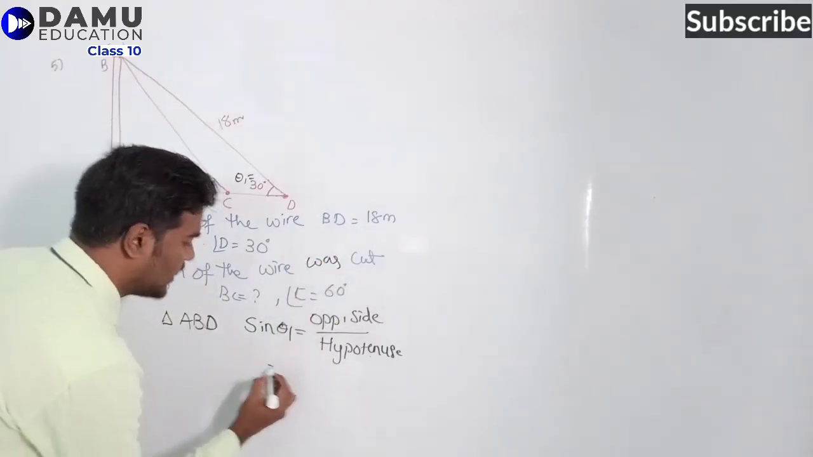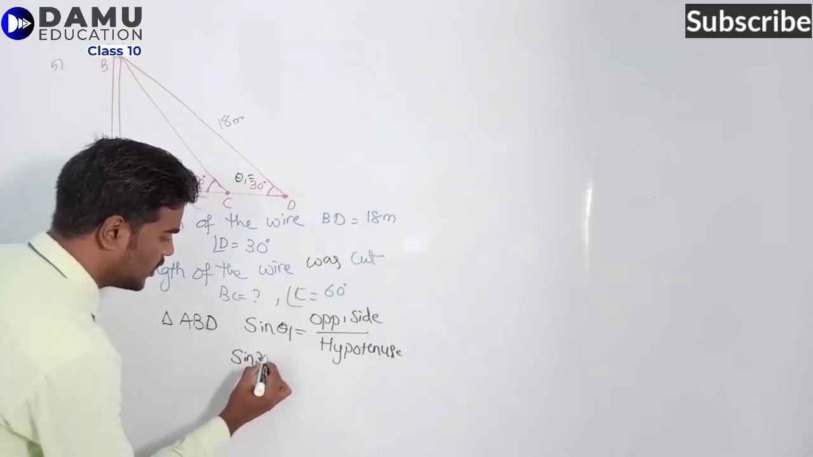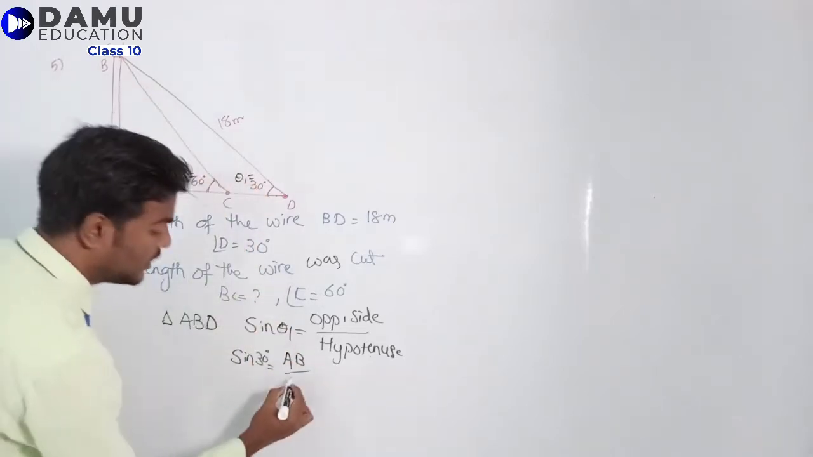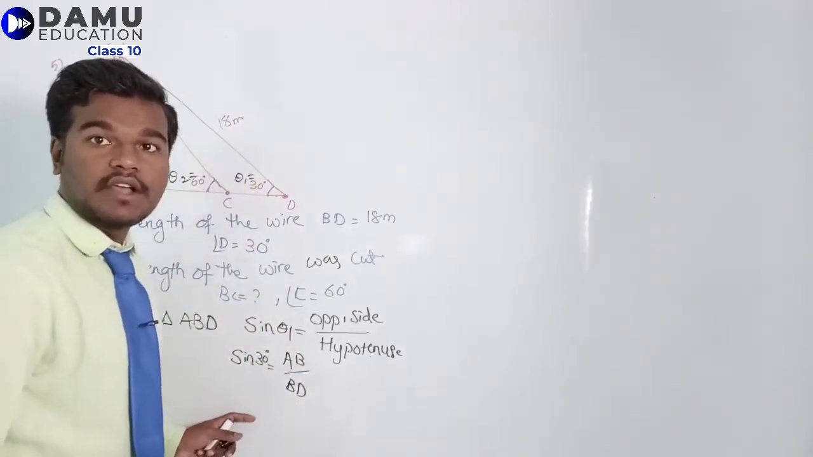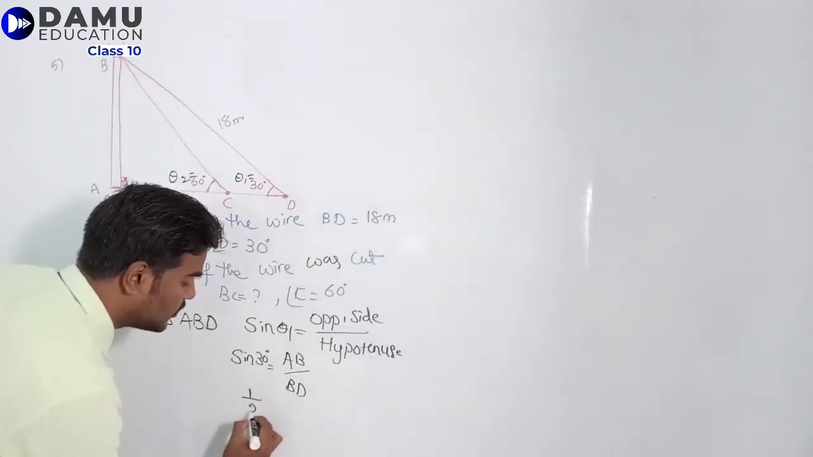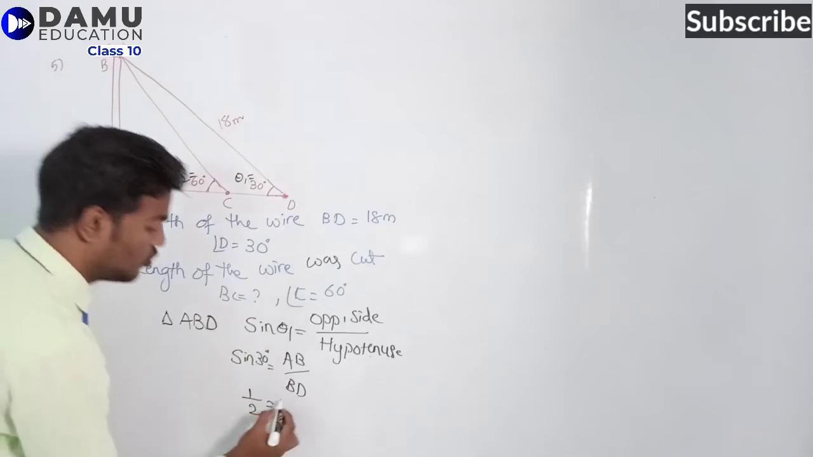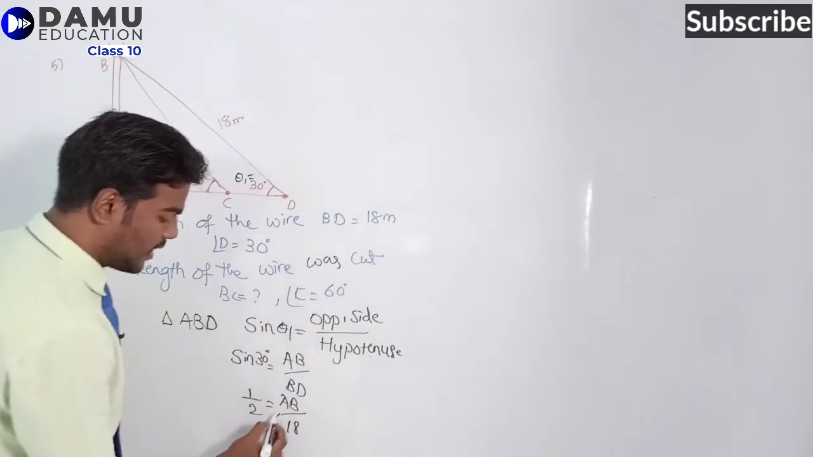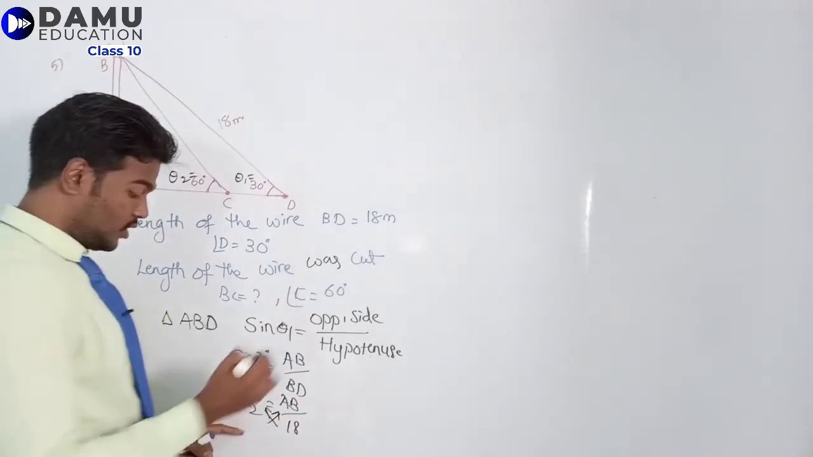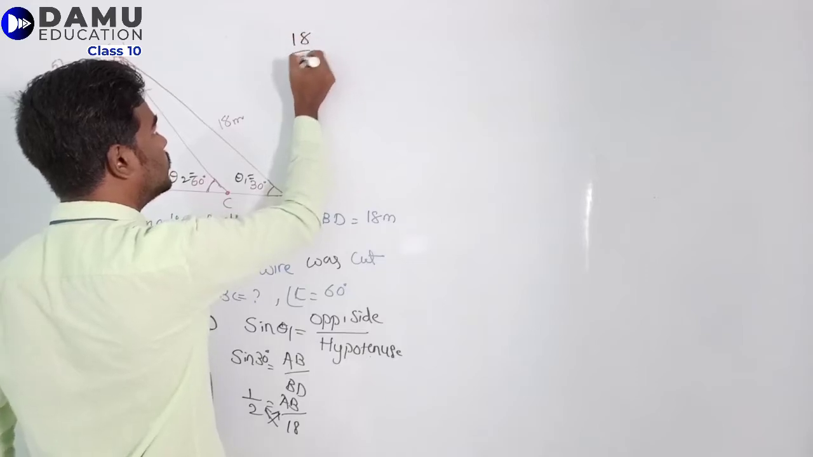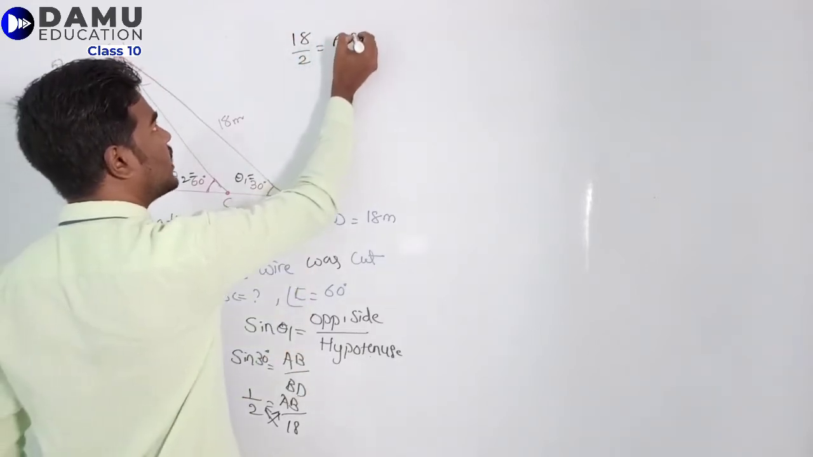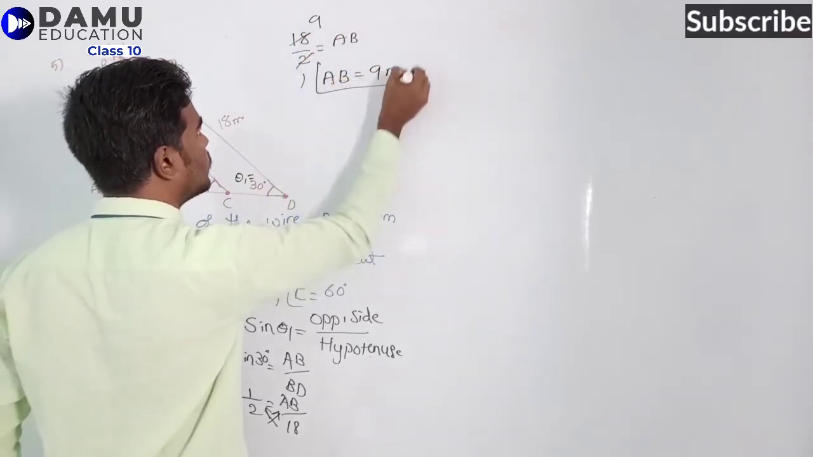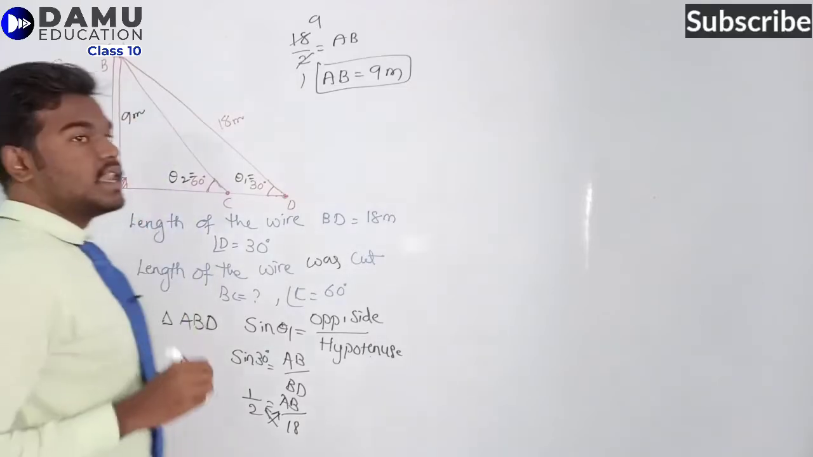So sine theta 1, sine 30 degrees, is the opposite side AB by the hypotenuse BD. Sine 30 degrees is equal to 1 by 2. So 1 by 2 will be equal to AB by BD, and BD is equal to 18 meters. So cross multiply: 18 by 2 will be equal to AB. So AB will be equal to 9 meters.